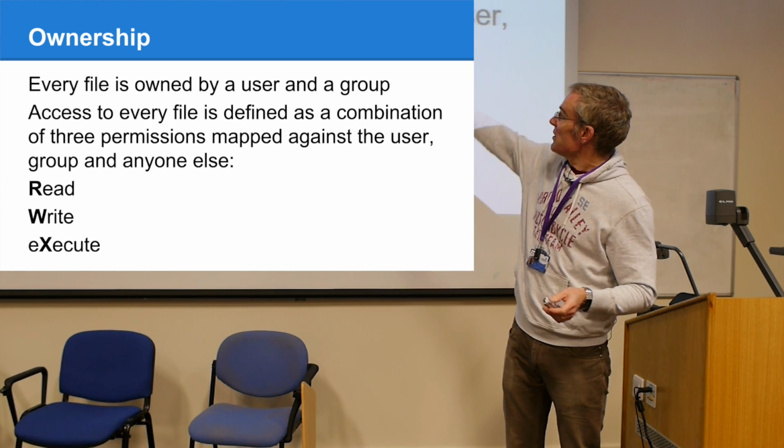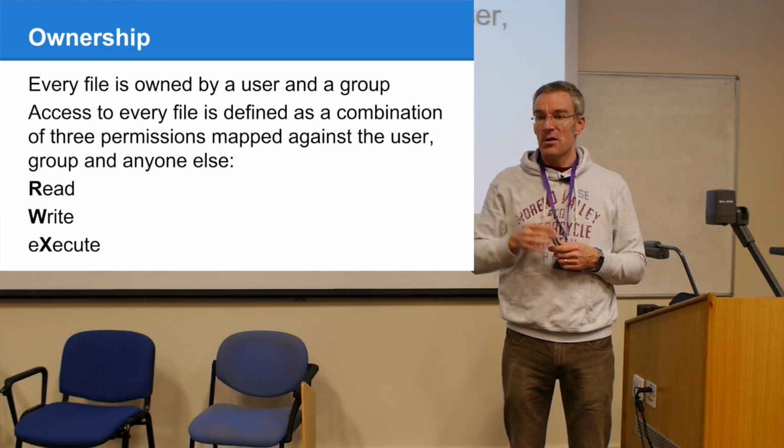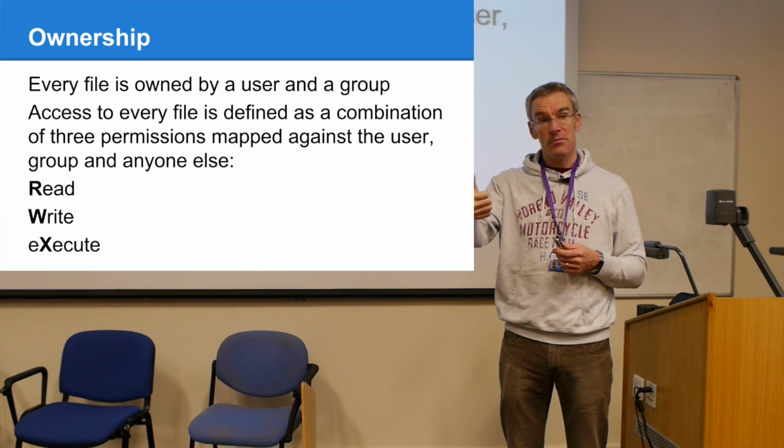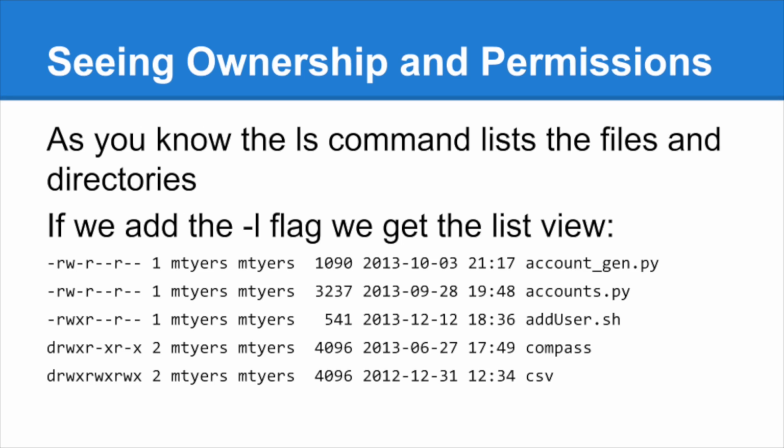But the difference is there's three sets of people for each file or folder. There's the owner of the file or folder, there's the group that owns that file or folder, and there's everybody else.